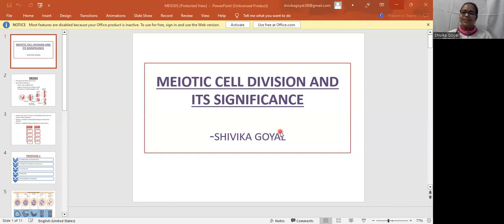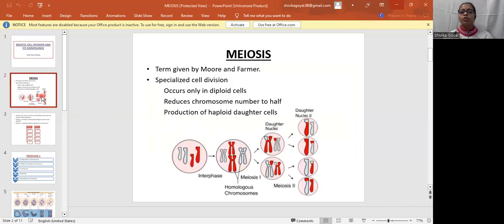So, students, today our topic is meiotic cell division and its significance. Now, first of all, learn what is meiosis. Meiosis is basically a type of cell division during which the chromosome number reduces to half. For example, if you have started with 46 chromosomes, then at the end of meiosis, you are going to have only 23 chromosomes in the daughter cells.